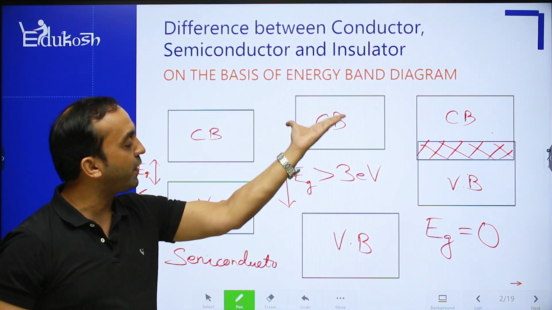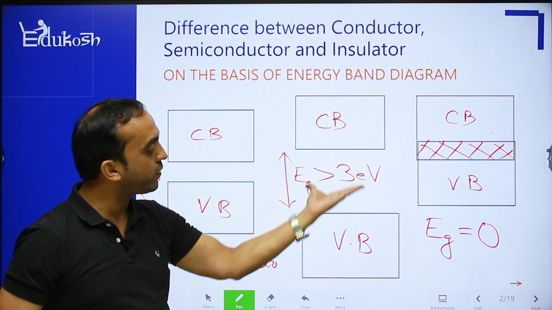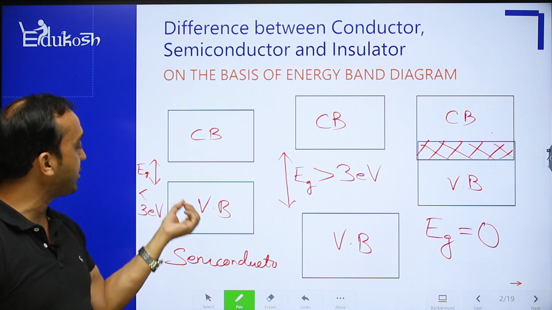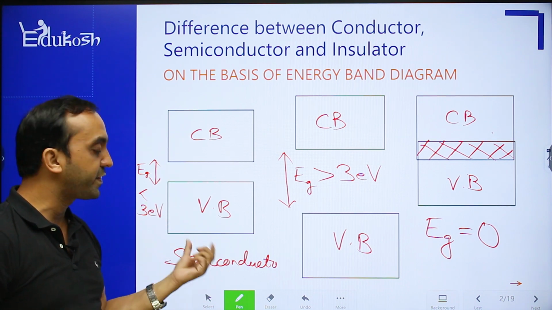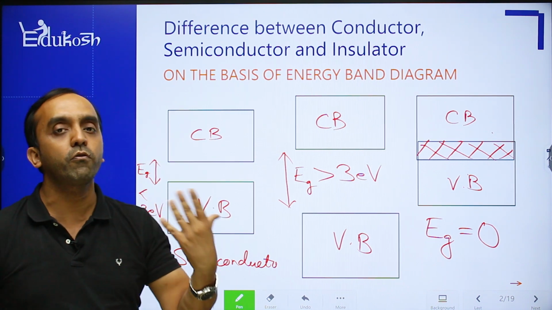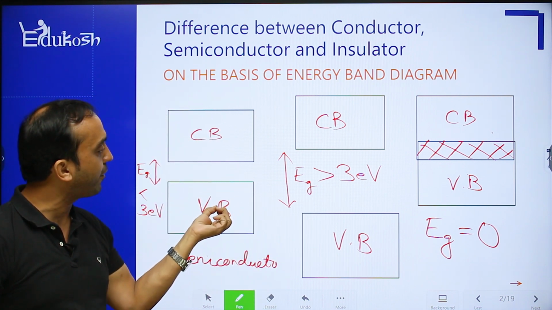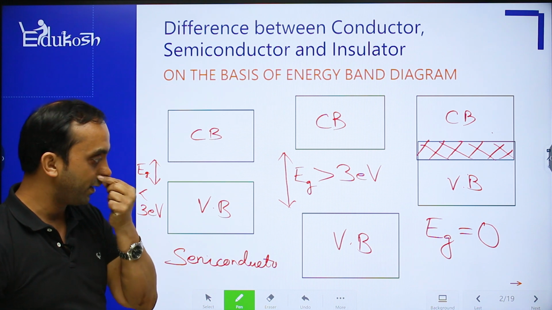The conductivity is very poor in the case of an insulator, where the Eg value is greater than 3 electron volt, and in the semiconductor the Eg value is very small. For silicon, this Eg is 1.1 electron volt, and an electron at room temperature can jump from the valence band to the conduction band.